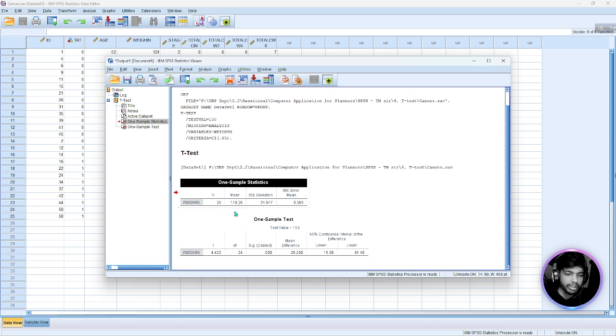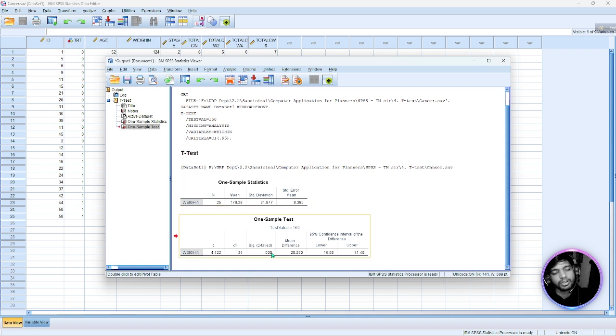Here N means the sample size, and the mean is available here. That means this mean is 178.28. Okay, standard deviation is how much difference there is from the values, and here is the standard error mean. Okay, and here it shows the t value, at degrees of freedom, which is n minus 1. The total sample is 25, so 25 minus 1 is equal to 24. Okay, and this is the significance two-tailed, and here are the mean difference, lower and upper.